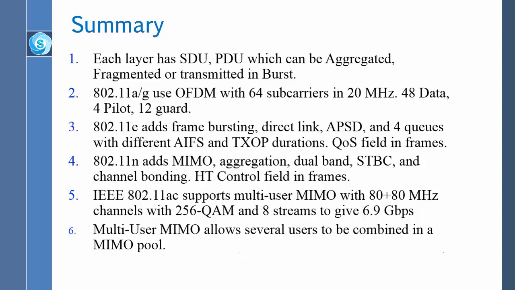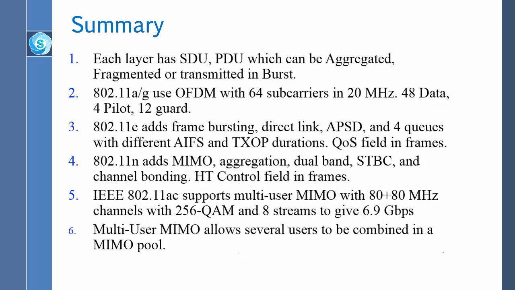was the interframe spacing. They had 4 of them. And then TX opportunity, the transmission opportunity is the duration, how long you want to transmit. So it is not that one PDU, you could have big transmission opportunity. And QoS field in the frame, and every frame had a QoS field. 11N added the HT control field, it added MIMO, aggregation, dual band, STBC, and channel bonding.